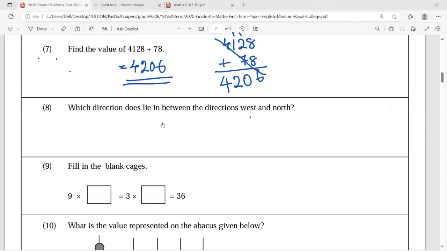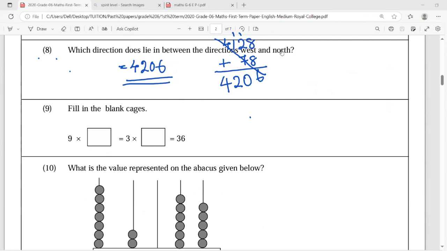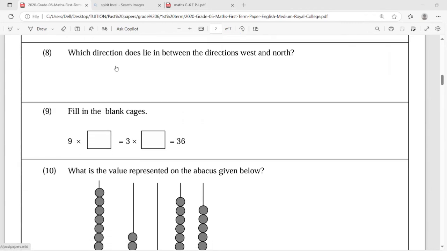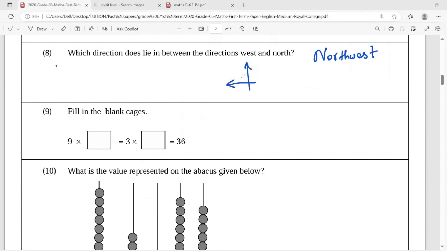Okay, then let's go to the eighth question. Which direction lies in between the directions west and north? That must be northwest, right? You know, west is here, north is here, and then we have northwest here. Fine. Your answer must be northwest.